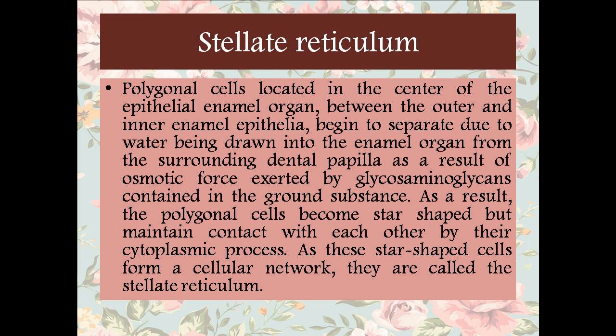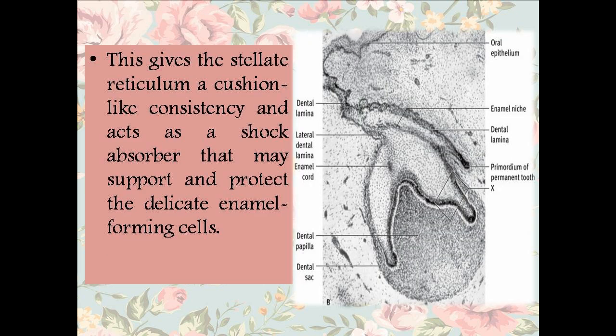So these glycosaminoglycans exert an osmotic force due to which water is induced into the enamel organ, causing spacing between the cells in the central polygonal cells. Now, as a result, the polygonal cells will become star-shaped but maintain contact with each other by their cytoplasmic process. As these star-shaped cells form a cellular network, they are called stellate reticulum. This gives the stellate reticulum a cushion-like consistency and acts as a shock absorber that may support and protect the delicate enamel-forming cells, that is your ameloblasts.